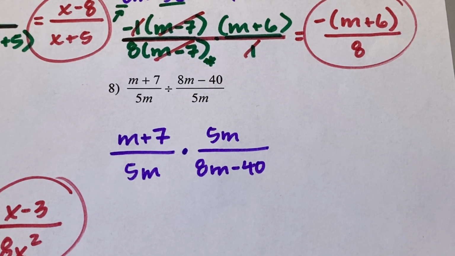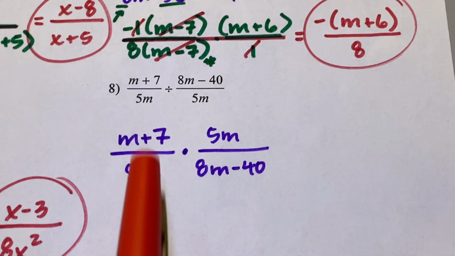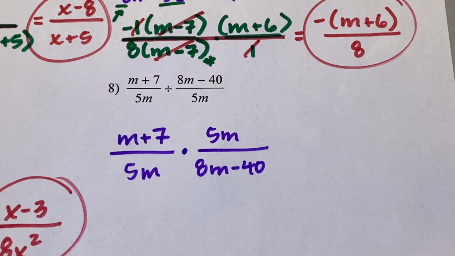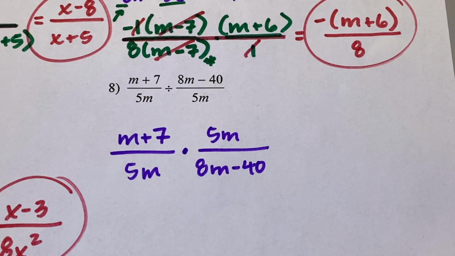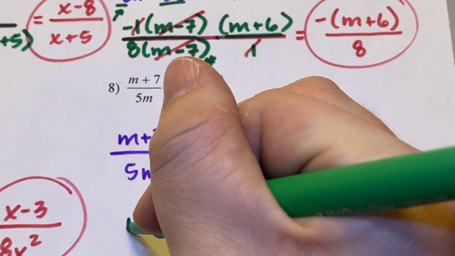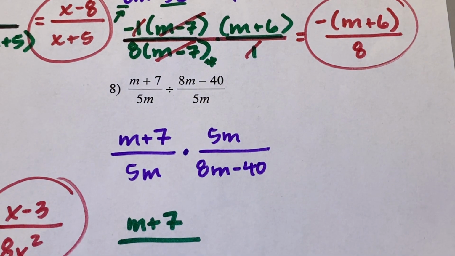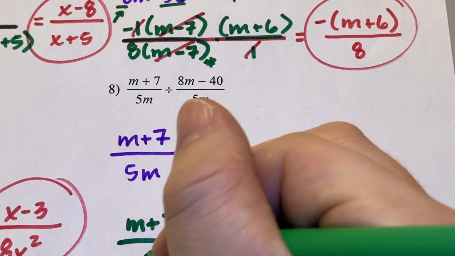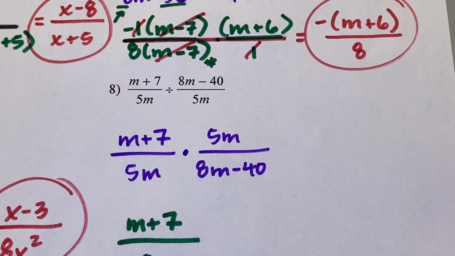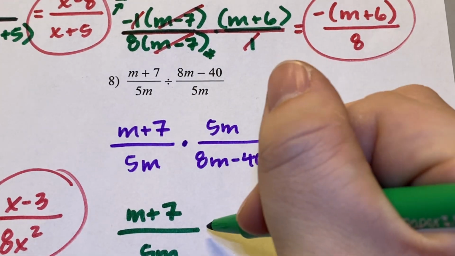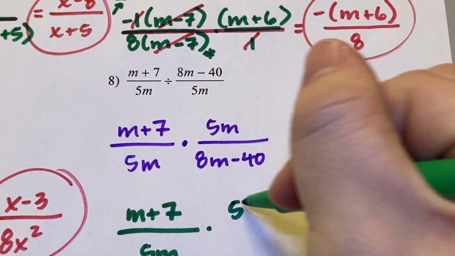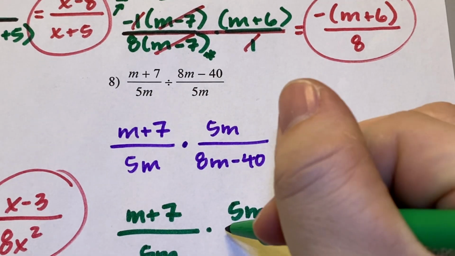Alrighty. Okay, let's see what we can factor so we can start canceling some things out. M plus 7. Can I factor that guy? No. He stays m plus 7. 5m. Can I factor that guy? No. Stays 5m. Wow, this is easy. Now on top, 5m. Just said we can't factor him, so he stays 5m.